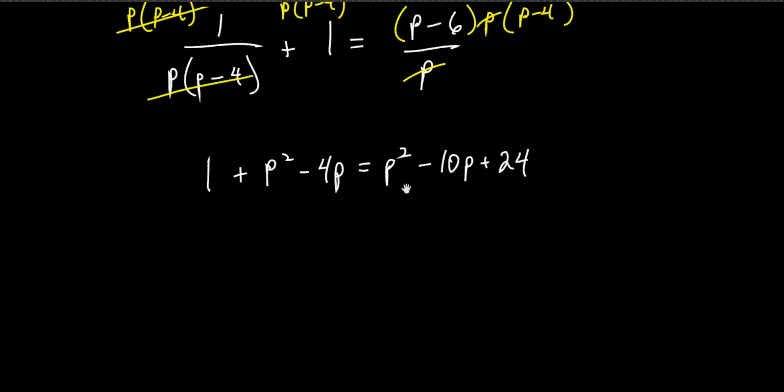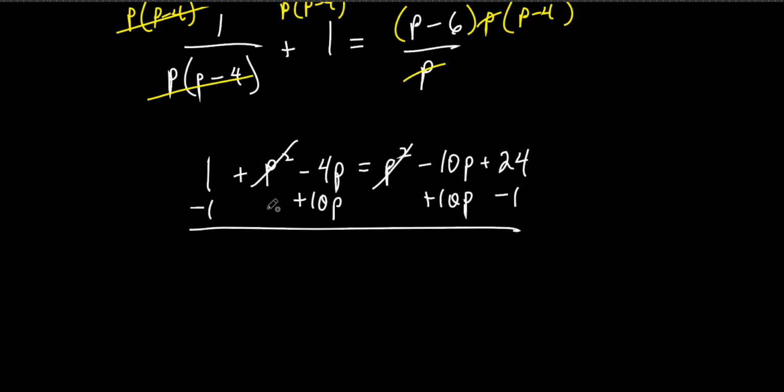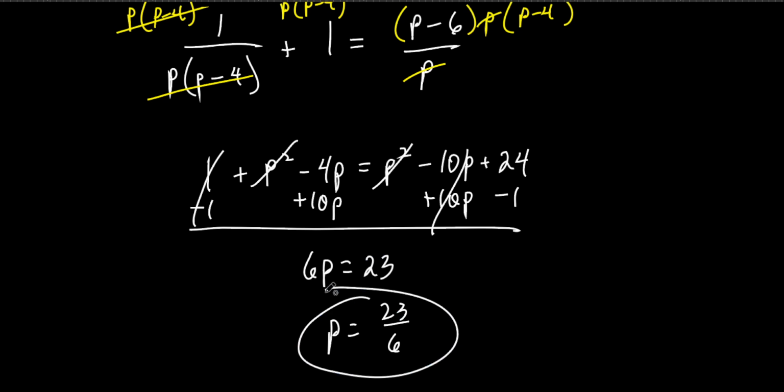Okay? And the rest is kind of like the other one. Look, the p squareds cancel out. Let's put the 10p over on the left-hand side this time. Let's put the 1 over here. That cancels. What's this? 6p. That canceled. This is what? 23. So your answer, 23 over 6. That's how you do it.